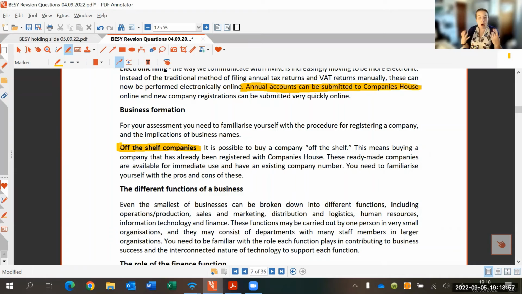That company, once you buy it, is then available for you to use and continue, and you may be a controlling shareholder of that business. But you need to know about the pros and cons of those, and what needs to happen with those off-the-shelf companies should you buy one. Obviously, you need to make changes to the data held with Companies House about who owns the business and what it's called, potentially, and all that sort of thing. But we will come to that in the questions shortly.